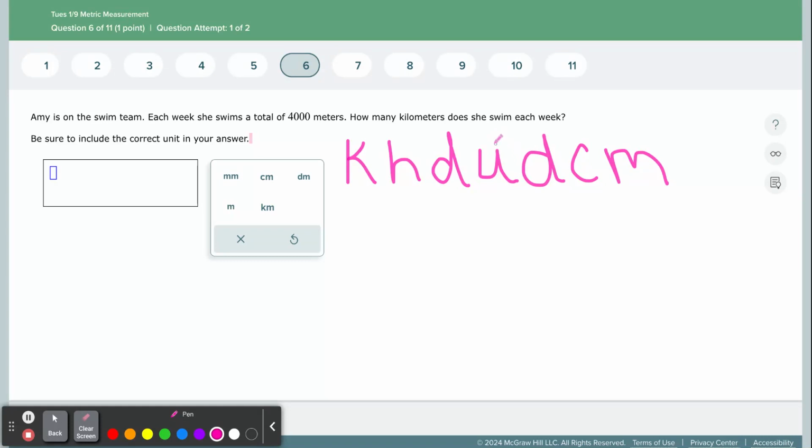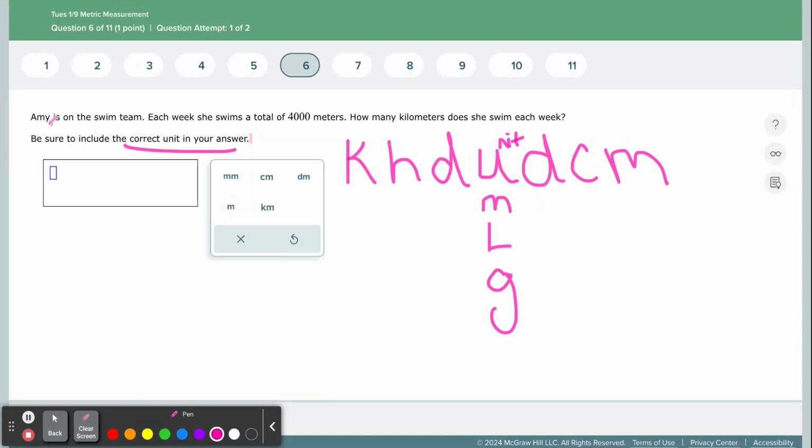So the U just stands for what unit of measurement you are talking about. So that could either be meters, liters, or grams, right? Or they call it base sometimes. Okay, your base unit. So either one. All right. So be sure to include the correct unit in your answer.